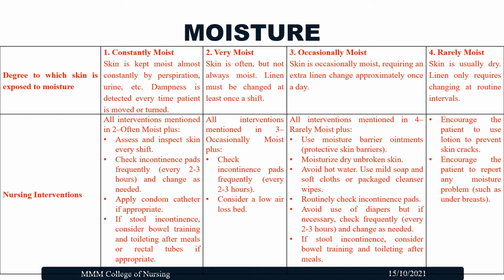The moisture risk factor is defined as the degree to which the skin is exposed to moisture. Prolonged exposure to moisture increases the probability of skin breakdown. Moisture can come from several sources such as perspiration, urinary incontinence, stool incontinence, or wound drainage. Frequent surveillance, removal of wet or soiled linens, and use of protective skin barriers greatly reduces the risk. The following are the levels, as well as the associated nursing interventions.